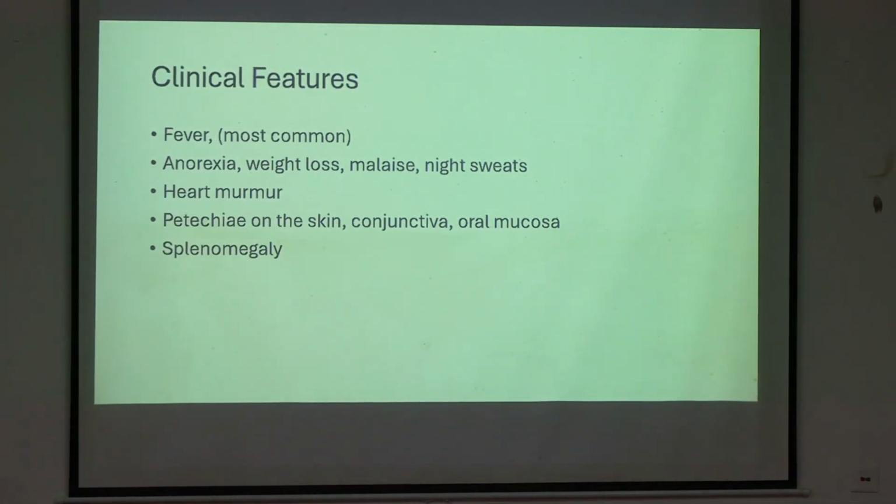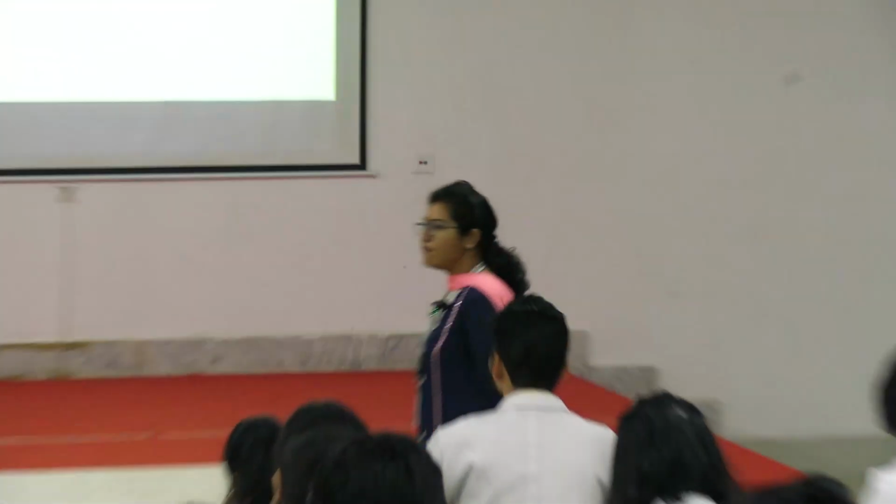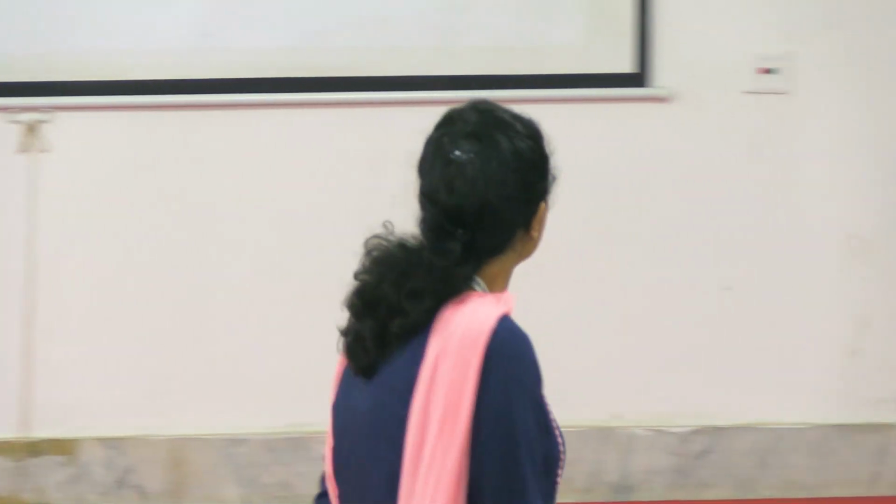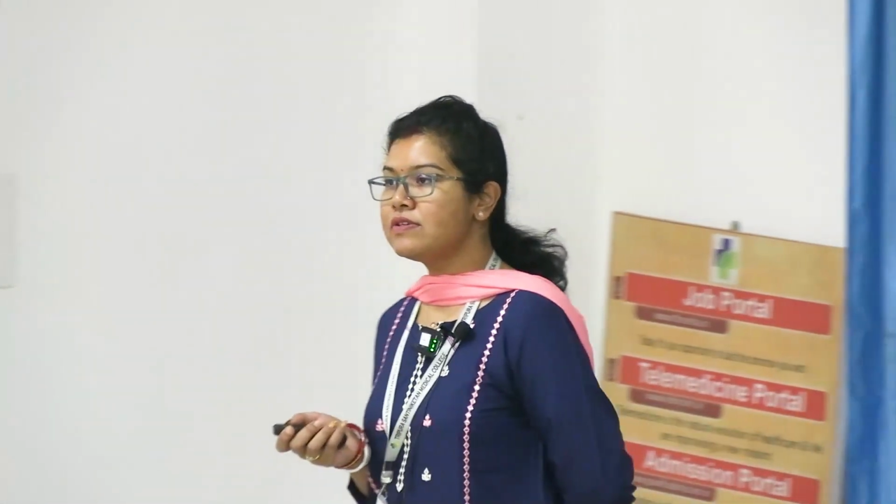So what are the clinical features? Mainly, if anyone is having bacterial infection, they will present mainly with fever, okay. So most common presentation will be of fever. Then there will be anorexia, there will be weight loss, there will be night sweats, there will be malaise, heart murmur, petechiae will be there on the skin, conjunctiva, oral mucosa. Some patients might complain of splenomegaly too, okay. And numerous complaints will be there, but these are some of the important clinical features you have to know, okay.